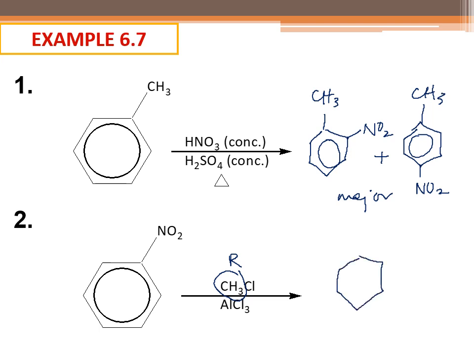This is the benzene ring. Attached to it is NO2. The alkyl is going to be attached to carbon number 3. So CH3 is over here. So that is how you substitute an incoming group for the benzene ring that already has a substituent.